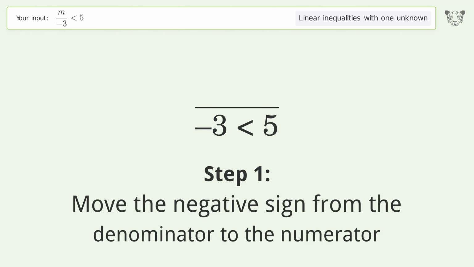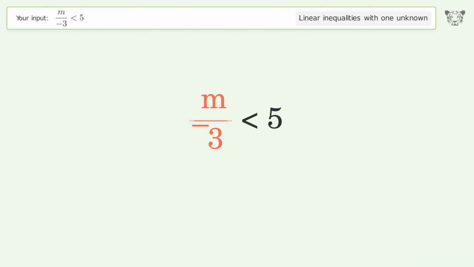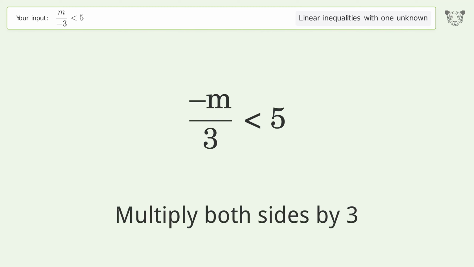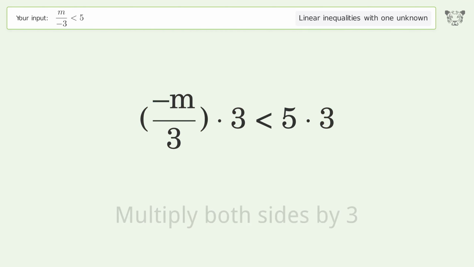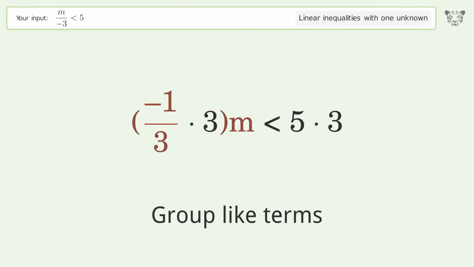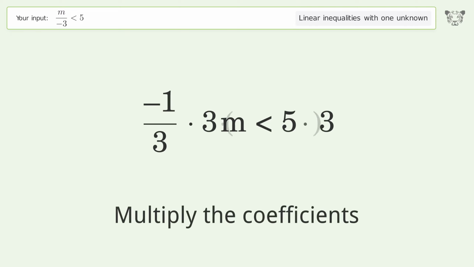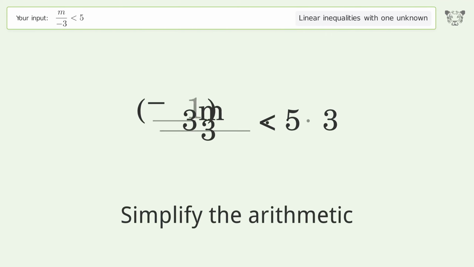Move the negative sign from the denominator to the numerator. Isolate the m. Multiply both sides by 3. Group like terms. Multiply the coefficients. Simplify the arithmetic.